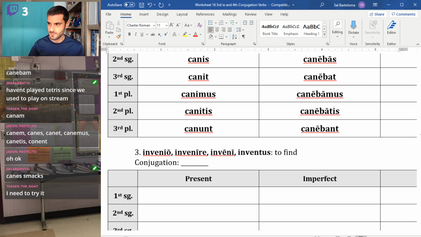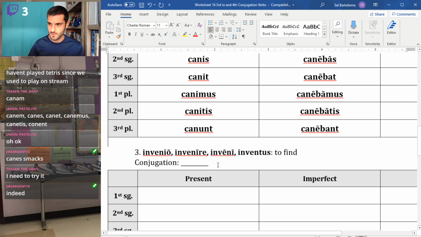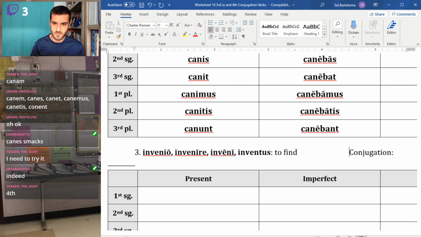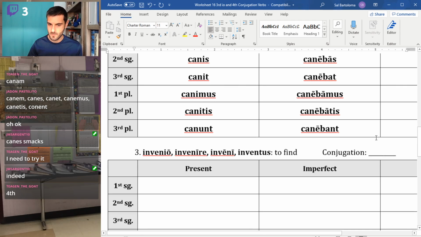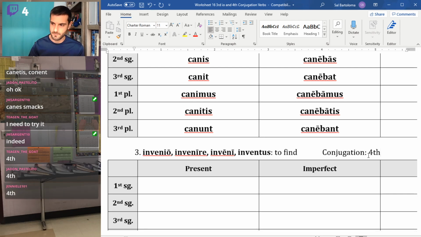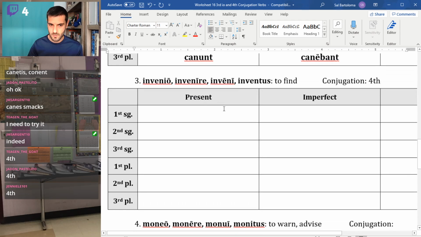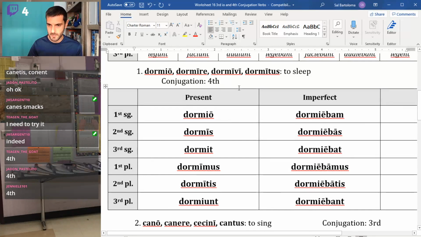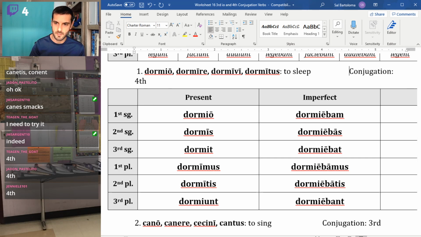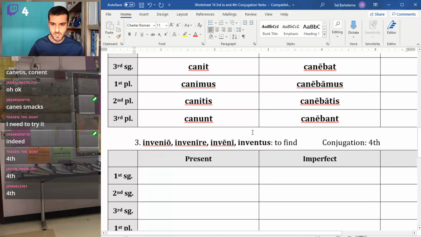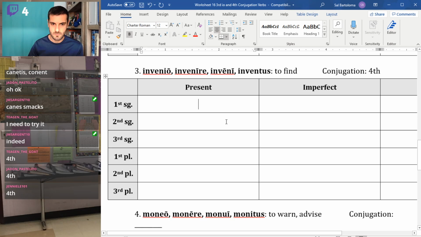Why is it not letting me do this? It's so weird. Okay. So invenio. Next verb here is invenio, invenire. This is fourth conjugation. Excellent. Okay. So it's basically going to be just like dormio. There's going to be no difference here between invenio and dormio, thanks to how conjugations work. But just to get a little bit more practice in.